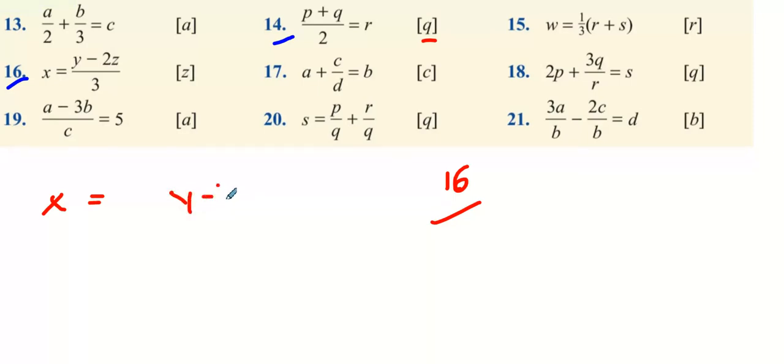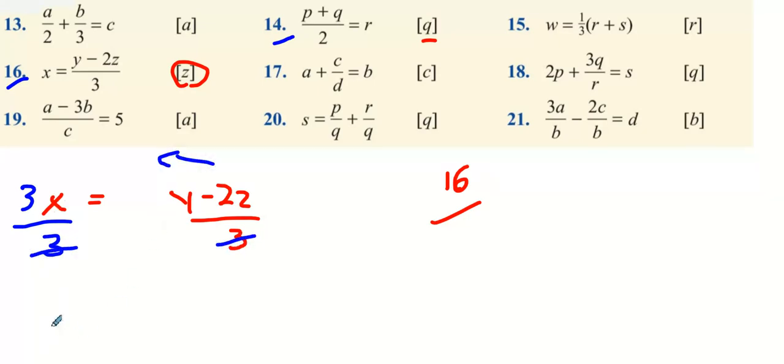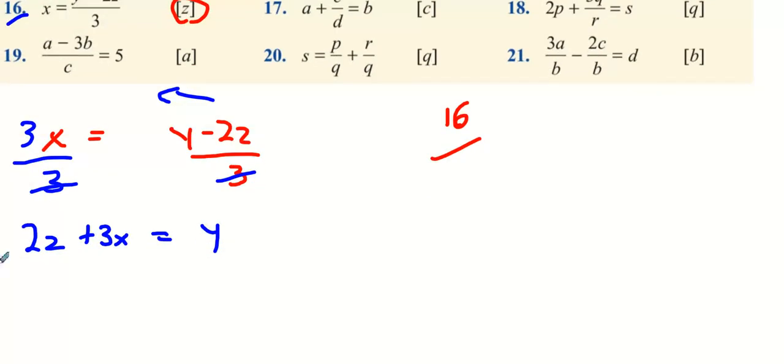So what we're going to do next in question 16 is we're going to have x equals y minus 2z all over 3, and we're trying to get z on its own. Well, first thing we do is get a common denominator and get the 3x and 3. The 3's will cancel. Next thing, bring the 2z to the left, so we get 2z plus 3x equals y. See the way it's a plus 2z now? We're quite happy about that.